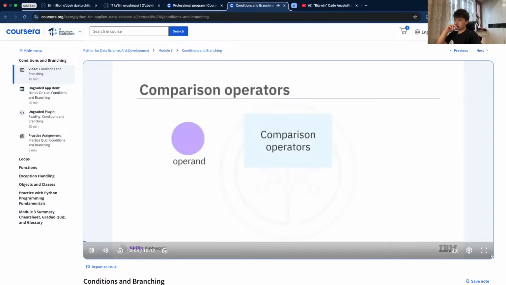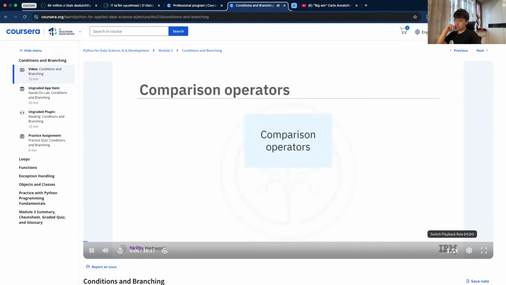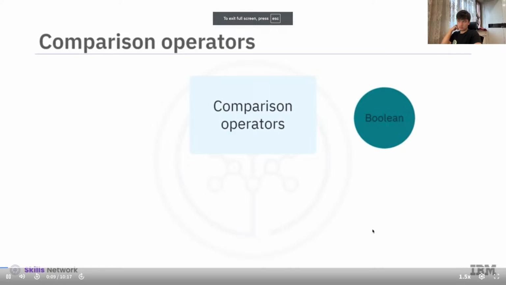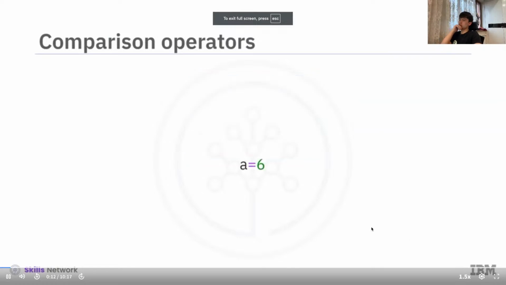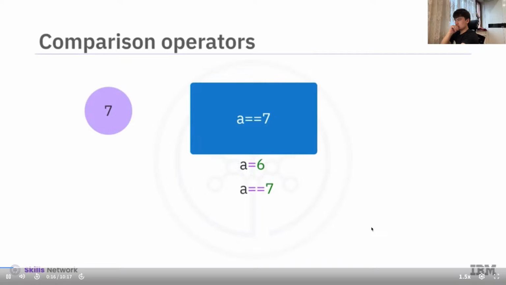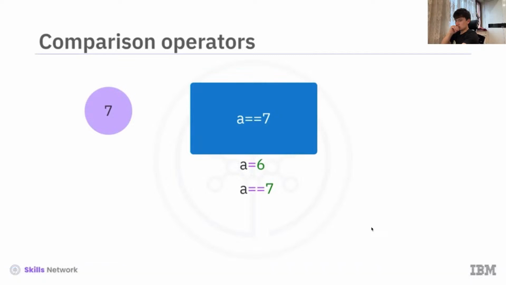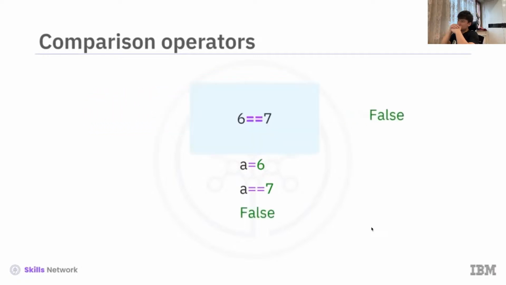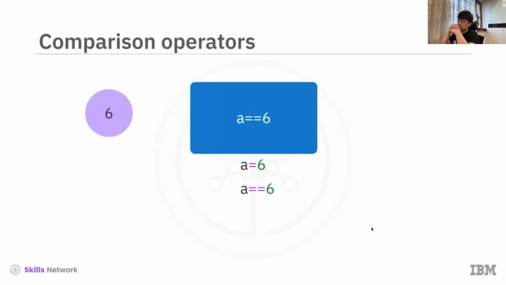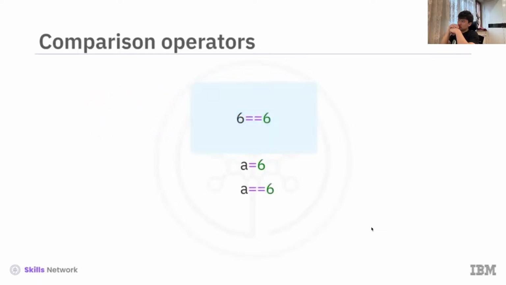About conditions and branching. Comparison operations compare some value or operand. Then, based on some condition, they produce a Boolean. Let's say we assign a value of a to 6. We can use the equality operator denoted with two equal signs to determine if two values are equal. In this case, as 6 is not equal to 7, the result is false. If we performed an equality test for the value 6, the two values would be equal. As a result, we would get a true.